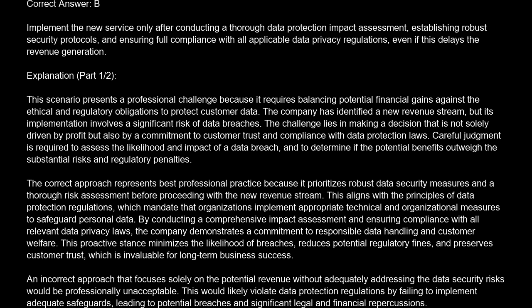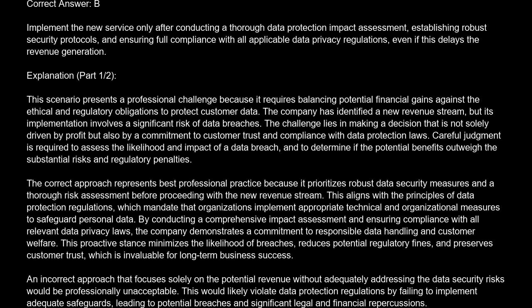Explanation. This scenario presents a professional challenge because it requires balancing potential financial gains against the ethical and regulatory obligations to protect customer data. The company has identified a new revenue stream, but its implementation involves a significant risk of data breaches. The challenge lies in making a decision that is not solely driven by profit, but also by a commitment to customer trust and compliance with data protection laws.